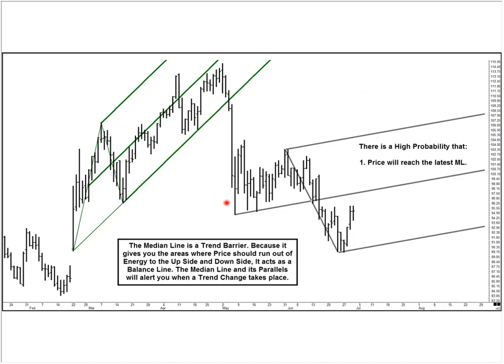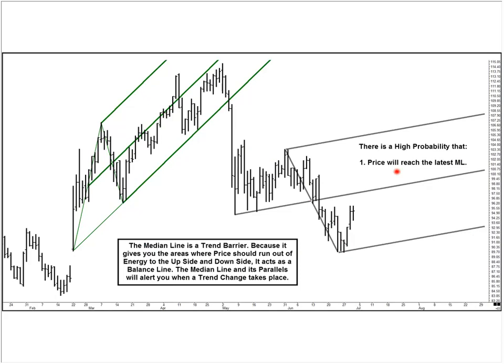We'll draw another one. Here we are falling off a cliff. We'll grab this extreme, this extreme, this extreme. Bisect the BC, project it forward from the A handle, draw it in, connect that same slope line to the B, same slope line to the C. Now we have our new median line.